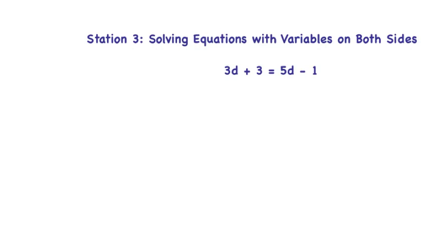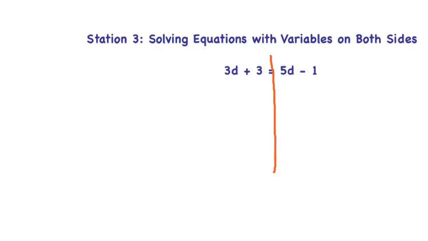In this last station, I am going to solve an equation that has variables on both sides. So again, I'll eventually get to a two-step equation, but the first step in this case is to eliminate the variable on one side of the equation. So I'll start out by drawing a line down the middle, and this shows balance. This shows that whatever I'm going to do on the left side, I'm also going to do on the right side.